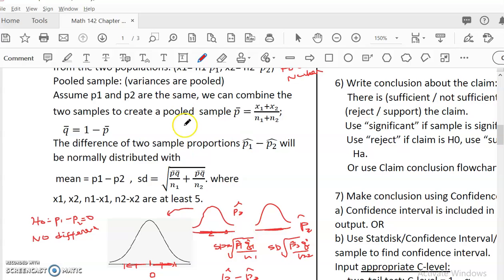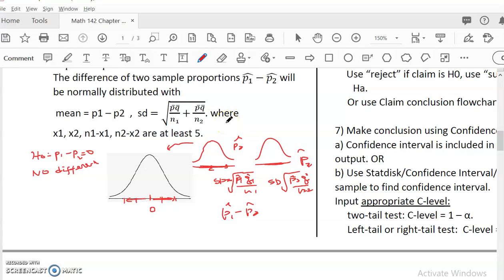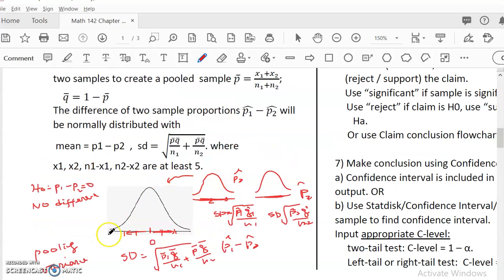You don't have to calculate them, but you need to know that when you use two samples of proportions to do a hypothesis test, each one of these SDs is p bar q bar over n1 plus p bar q bar over n2, because we are pooling the variance. The reason we can pool the variance is we assume that they are actually the same proportion. So if you have the same proportion pooled together, you just have two samples that you're comparing. And they are normally distributed.